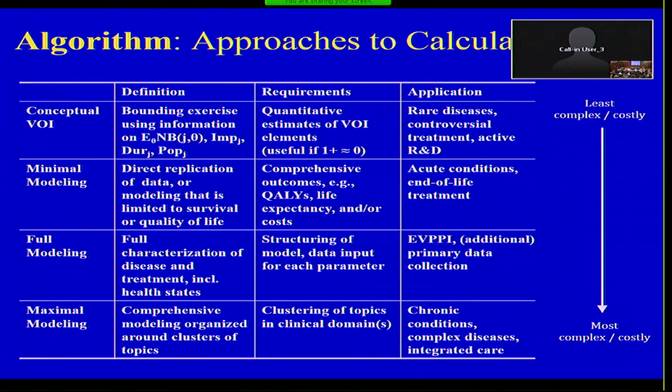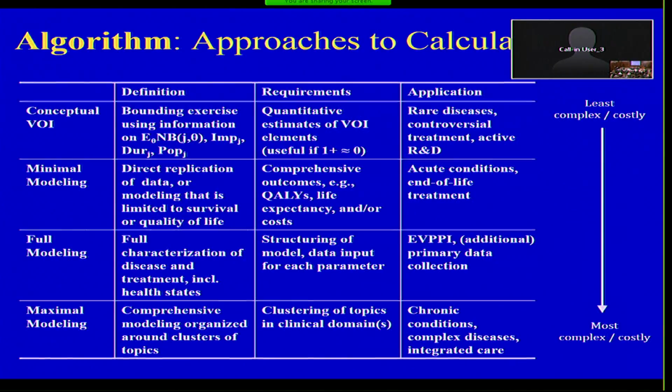And the maximal modeling approach you haven't heard about yet, but I'll tell you about now. The idea here is that you build a model not to answer one question, but to answer many questions. And so it's actually a very costly investment. But then you can do value of information analysis for a whole variety of topics.